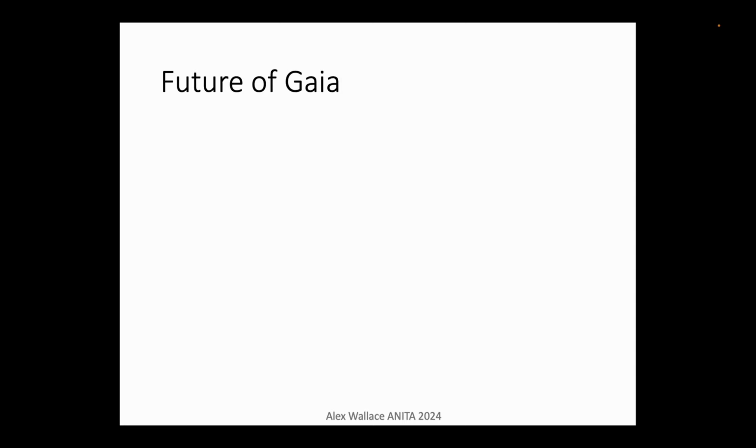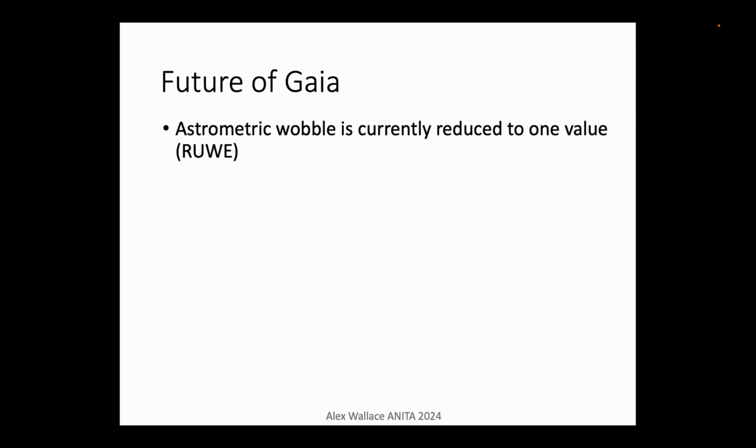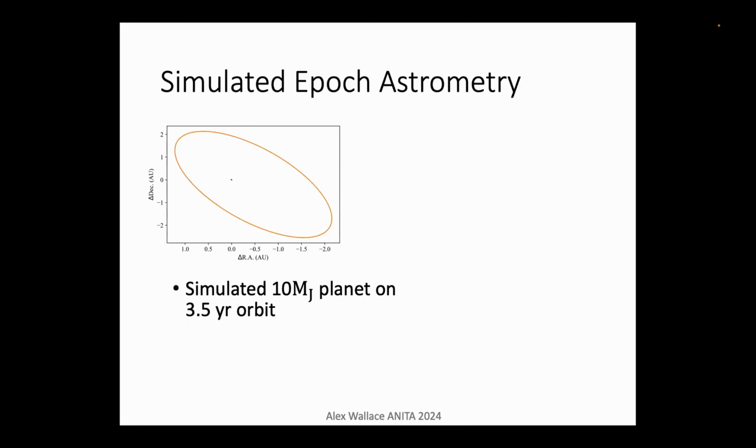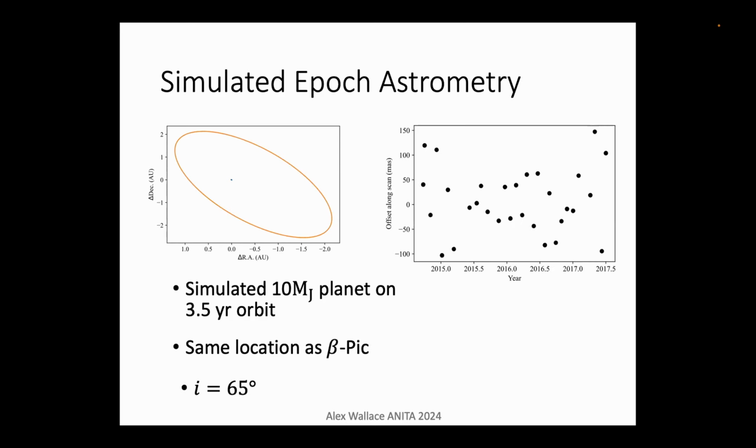So in the future of Gaia, the problem is that we're now reducing it to just the one value, the RUI, whereas the next data release should actually contain all this epoch astrometry. So how will this improve our results? Here I've simulated a system similar to beta pic, but now it's no longer edge on. Same location, 3.5-year orbit, and the inclination is 65 degrees, and we produce that sort of signal with a RUI similar to beta pic.